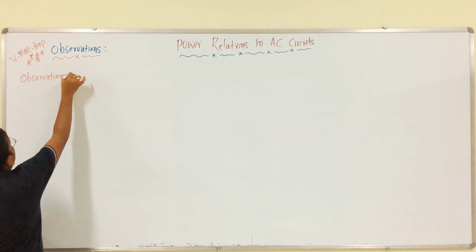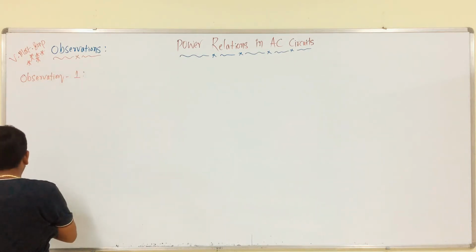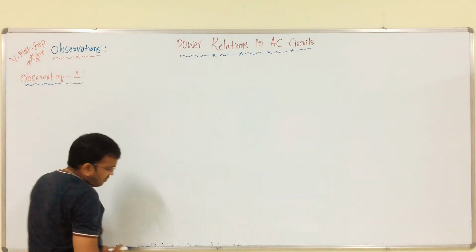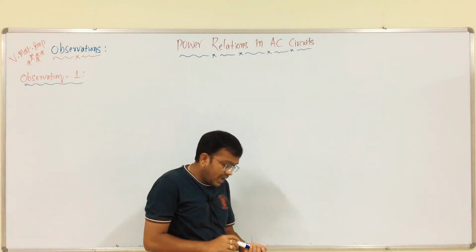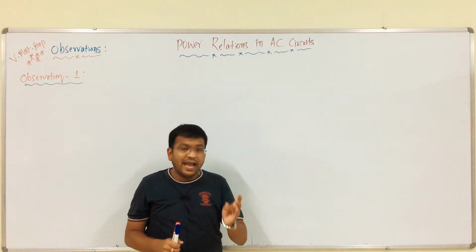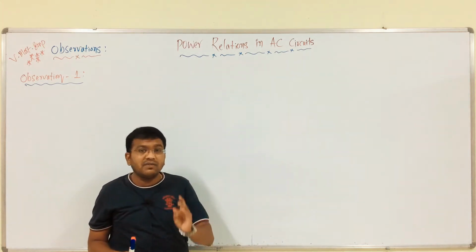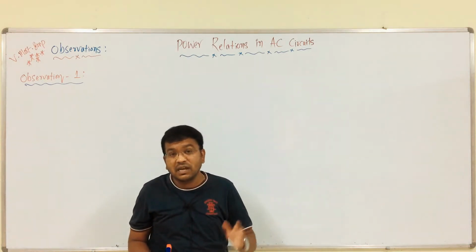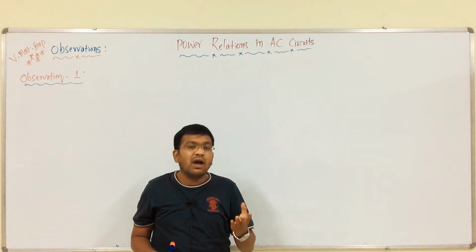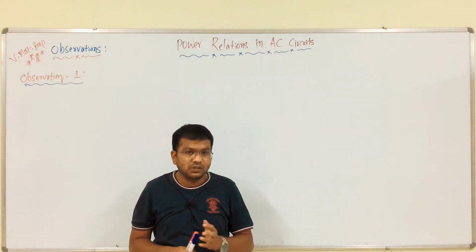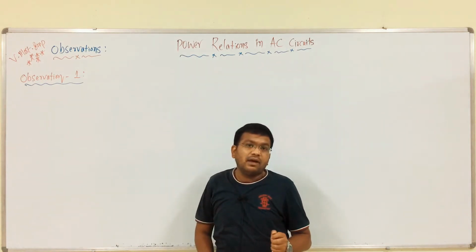Observation 1. Okay. From this observation 1, I am providing the difference between active, reactive, and apparent power with respect to DC excitation as well as AC excitation. Can we have active, reactive, apparent power in case of DC circuits? That is what we are discussing here.